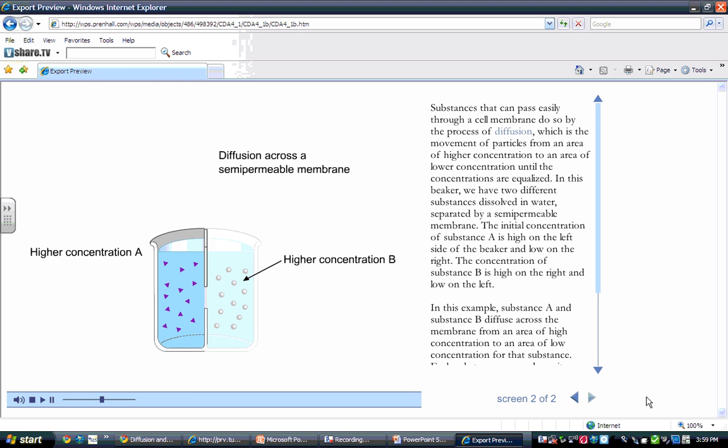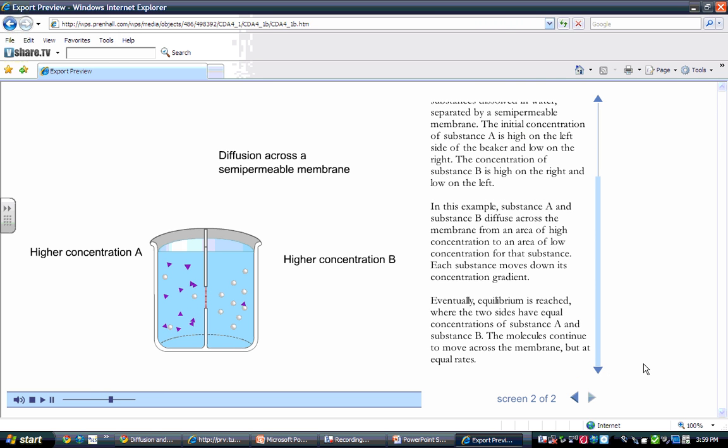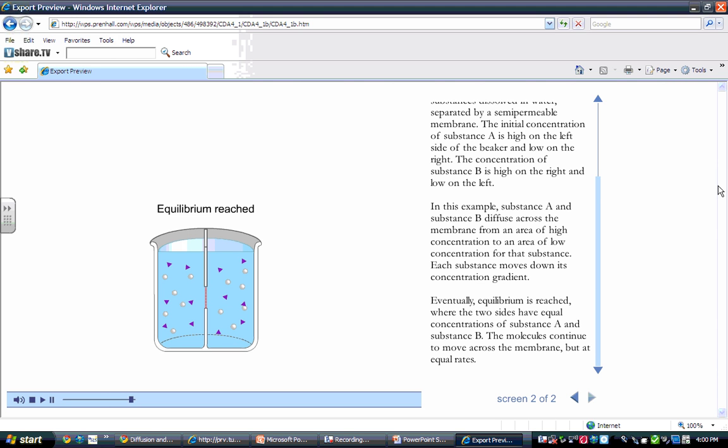In this example, substance A and substance B diffuse across the membrane from an area of high concentration to an area of low concentration for that substance. Each substance moves down its concentration gradient. Eventually, equilibrium is reached, where the two sides have equal concentrations of substance A and substance B. The molecules continue to move across the membrane, but at equal rates.